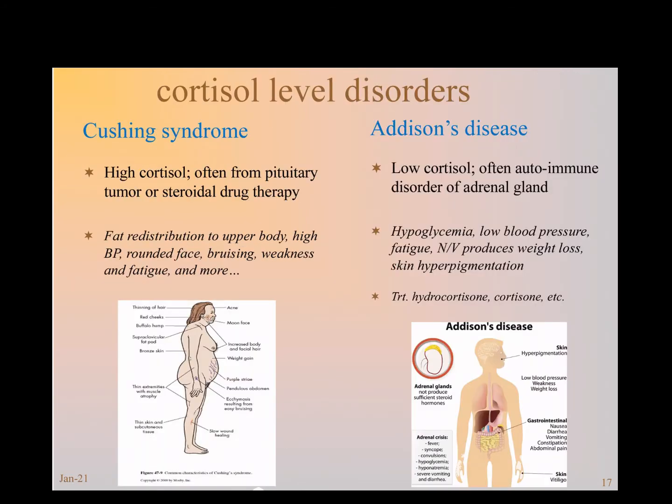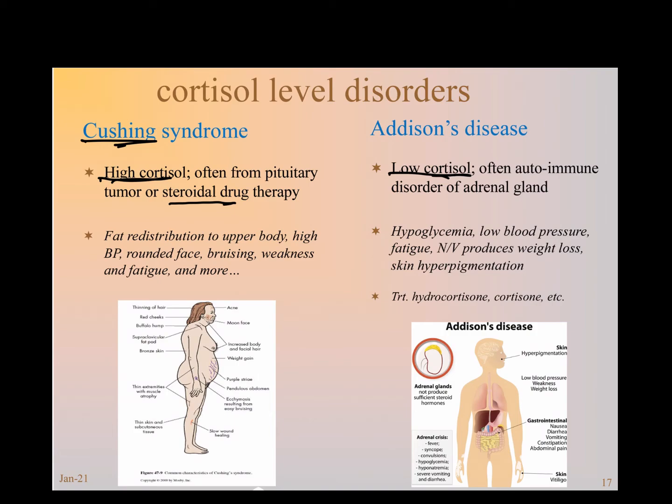We have some diseases that are specifically associated with cortisol. We have high cortisol levels and low cortisol. We call this high cortisol level syndrome Cushing's syndrome. And usually that's because there's a pituitary tumor. So remember, the pituitary tumor causing increased release, or because you're on a steroidal drug that has that cross reactivity with the cortisol pathway. And so you can have it from either reason.